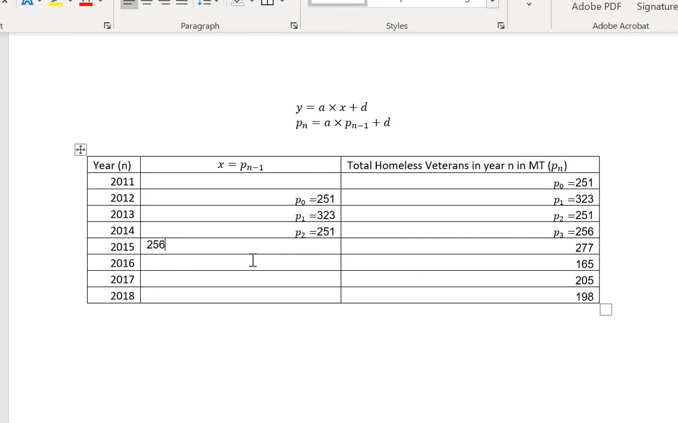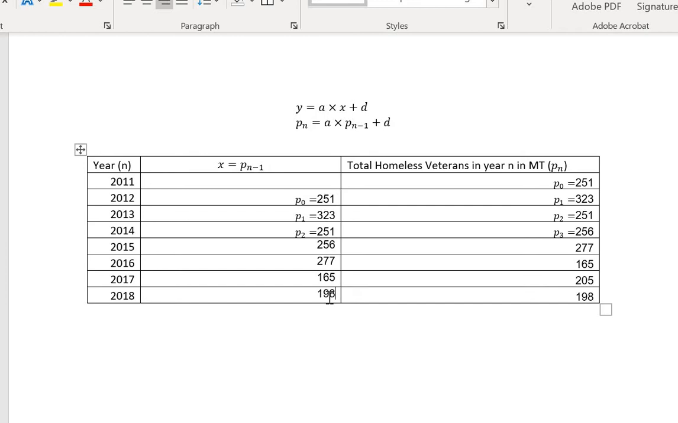This one is 256, 251, 277, 256, 165. I'd get the one right before it, 277, and then 205 would be 165, and then 198.